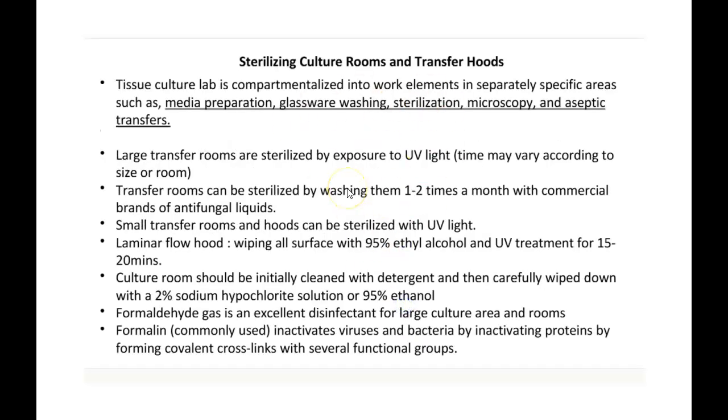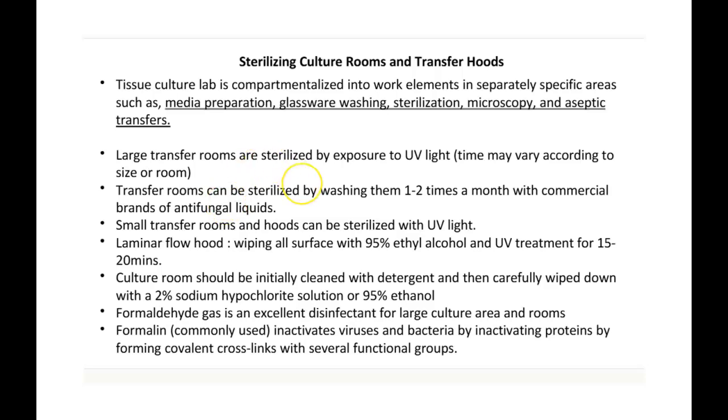First of all, we will go for the sterilization of culture rooms and transfer hoods. In tissue culture, the first utmost requirement is the compartmentalization of the lab work into work elements. You have to specify which area is for media preparation, glassware washing, sterilization, microscopy, and aseptic transfer. Large transfer rooms you can easily sterilize using UV lights, and you also need to wash them once or twice a month with commercial brands of antifungal liquids.